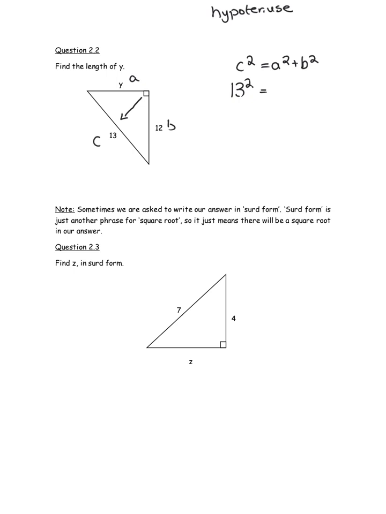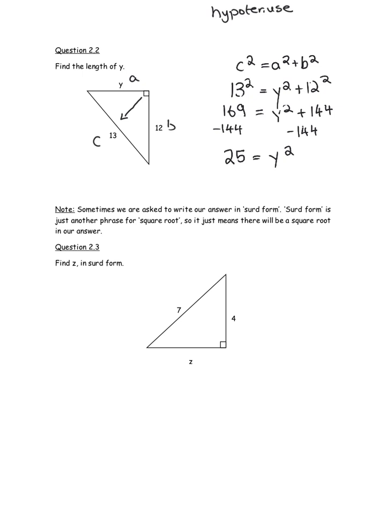So then this is going to become y squared plus 12 squared. So 13 squared is going to give us 169. That's going to be equal to y squared, and then 12 squared is 144. So we have to get the y by itself. So I'm going to take 144 from both sides. From 169, take 144, we're going to be left with 25, and that's going to be equal to y squared.